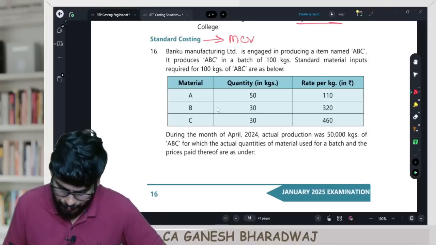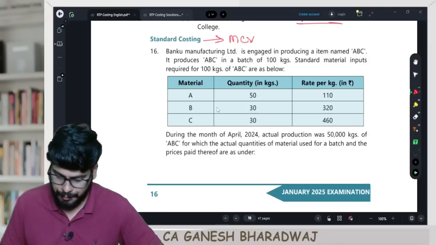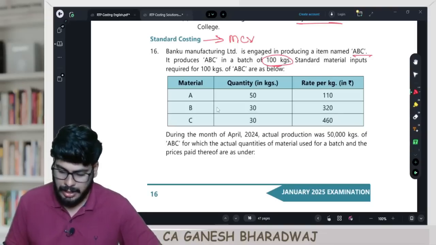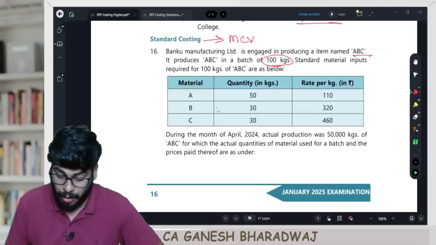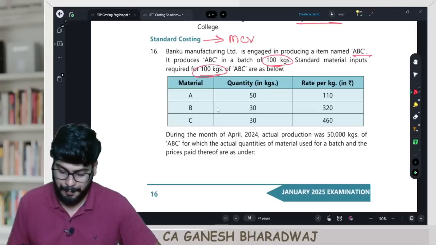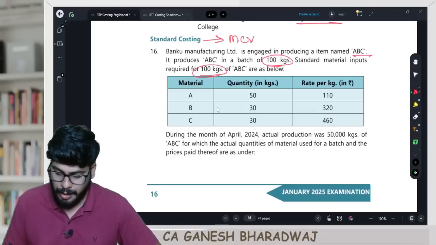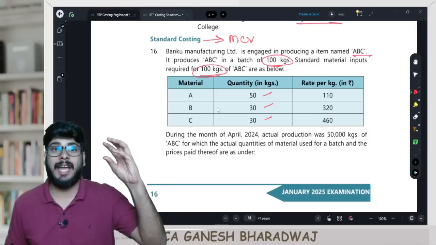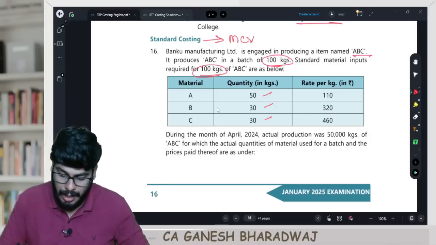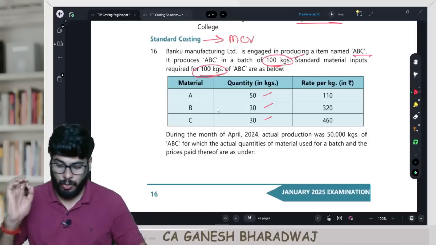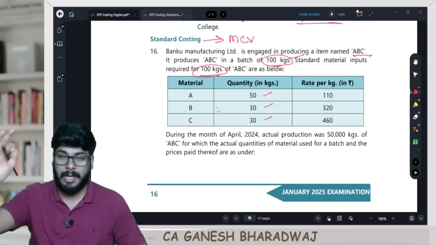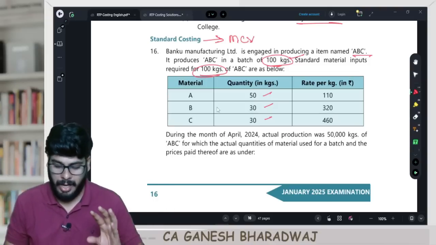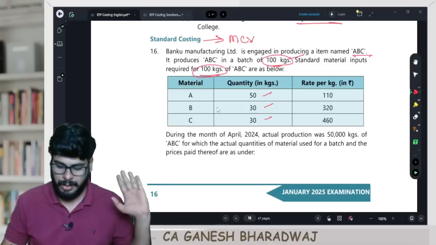So Banco Manufacturing Limited is engaged in producing an item named ABC. It produces ABC in a batch of 100 kgs. The standard material inputs required for 100 kgs of ABC are given as below: A, B and C. So in quantities, 50 kgs of A, 30 kgs of B and 30 kgs of C. This is the standard input for an output of how much? 100 kgs. So if you want to get an output of 100 kgs of ABC product, you are supposed to input 50 kgs of A, 30 kgs of B and 30 kgs of C. Are you clear with this?